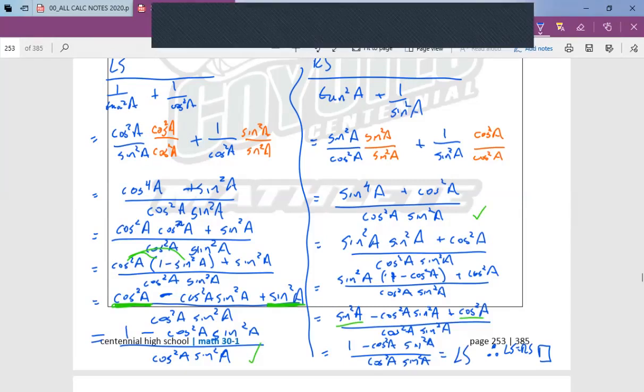So this is kind of the end of this idea of proving trig identities. Now all that's left to do is your practice question. So good luck in there. If you have any questions, please let me know.